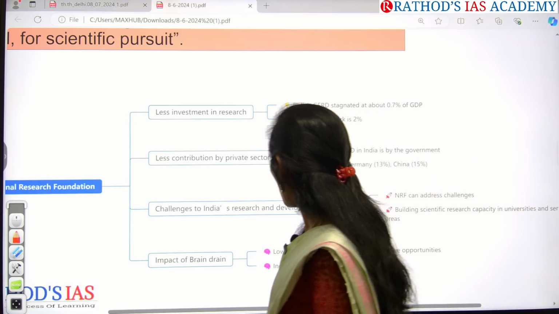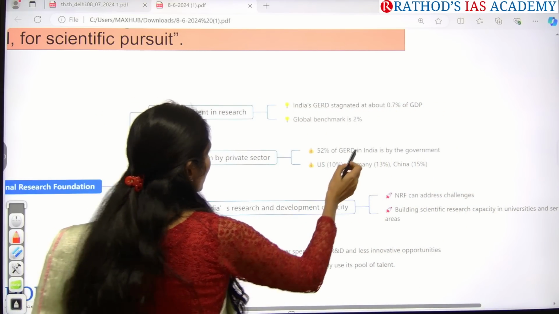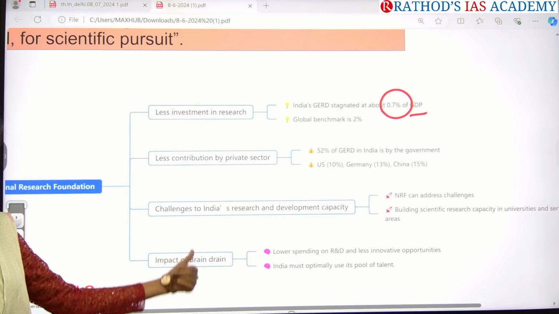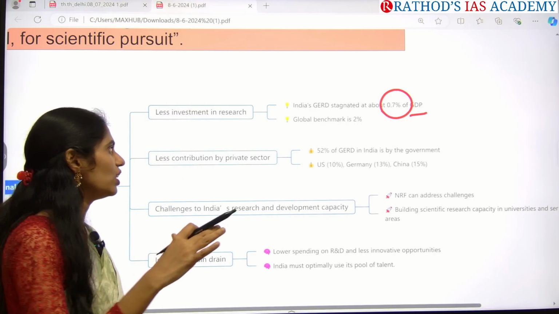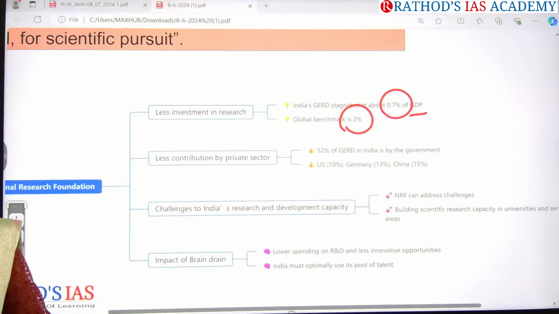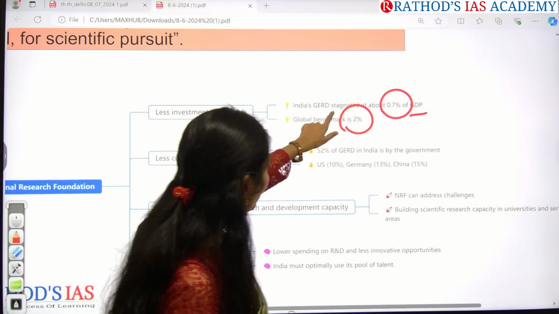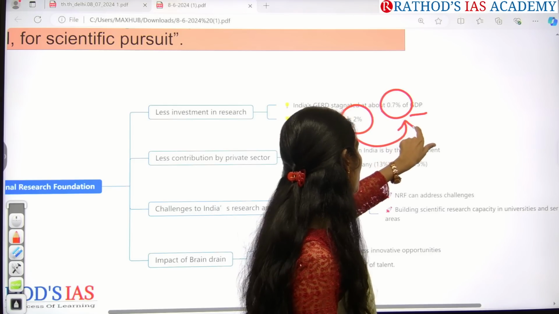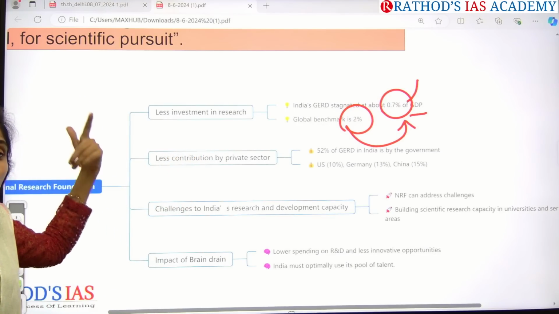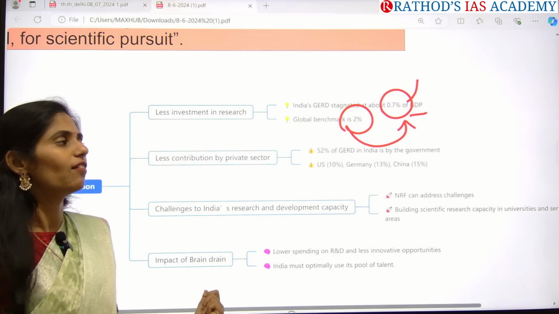Especially, how much are we spending? We are spending 0.7% of GDP on research and development. If you look at the global average, different countries are spending 2% of GDP on research and development. Compared with this 2%, India is spending 0.7%, which is very less. Because of this, we need external organizations which will focus on research and development.